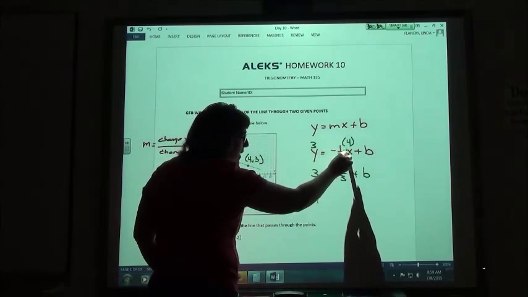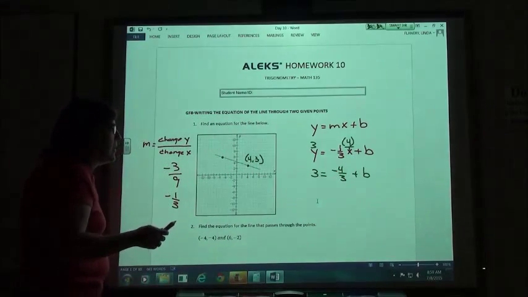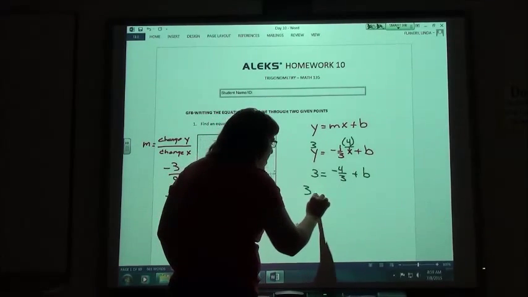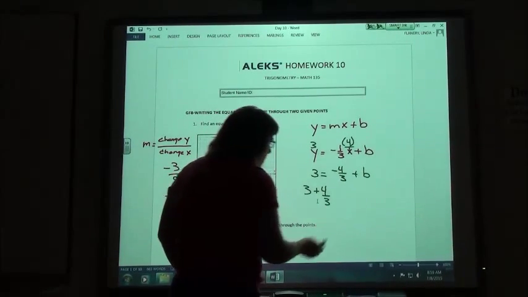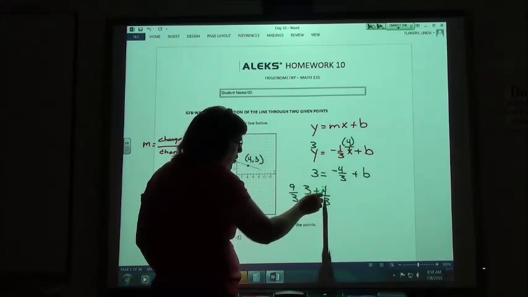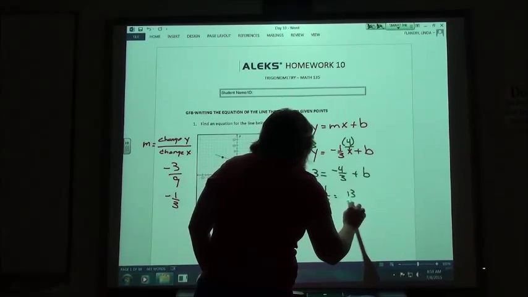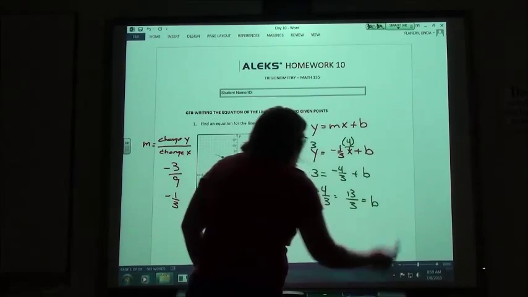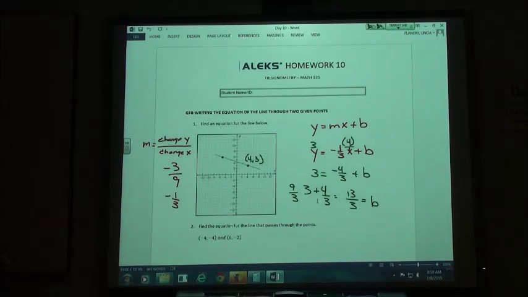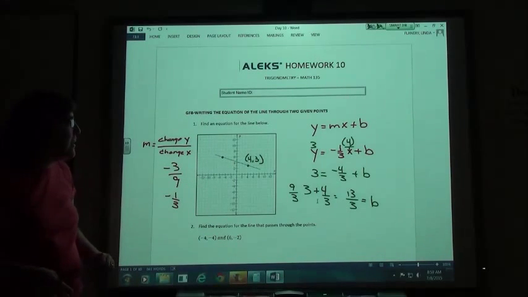-1 times 4, and then this would be over 1. 3 times 1 is 3. If you're really bad, use your calculator. In this case, in order to solve it, I'm going to take 3 and add 4/3. So 3 times 3 would give me 9/3. 9/3 plus 4/3 is 13/3 for my y-intercept. 13/3, 3 goes in there, 4 and 1/3. 4 and 1/3 looks like where my y-intercept is going to be.